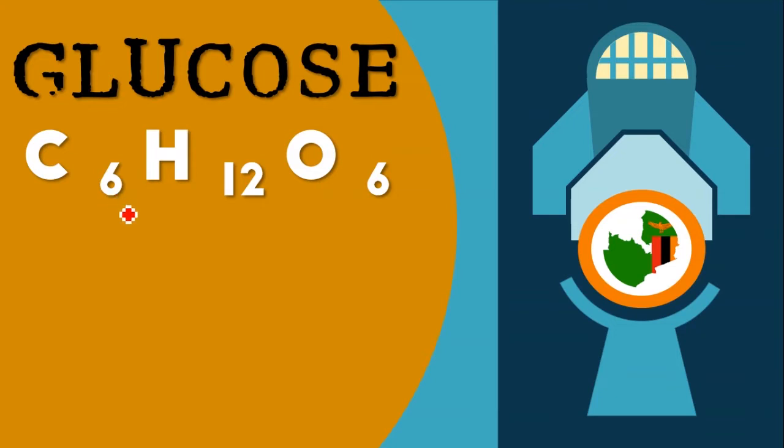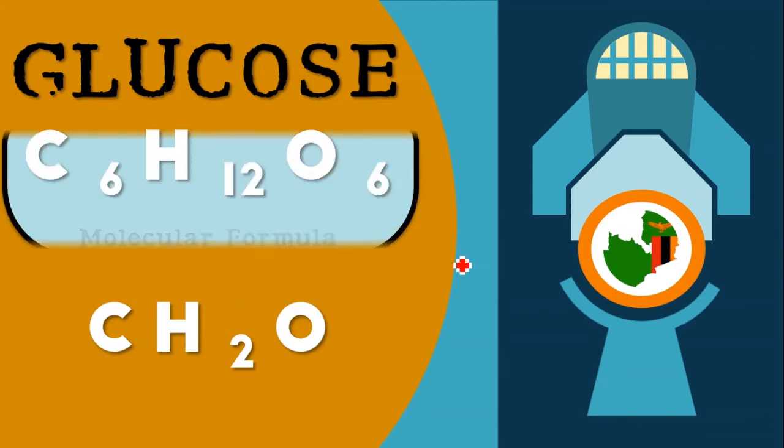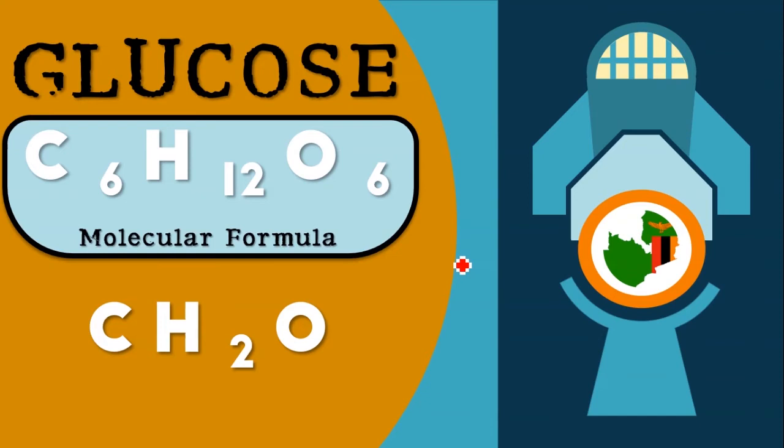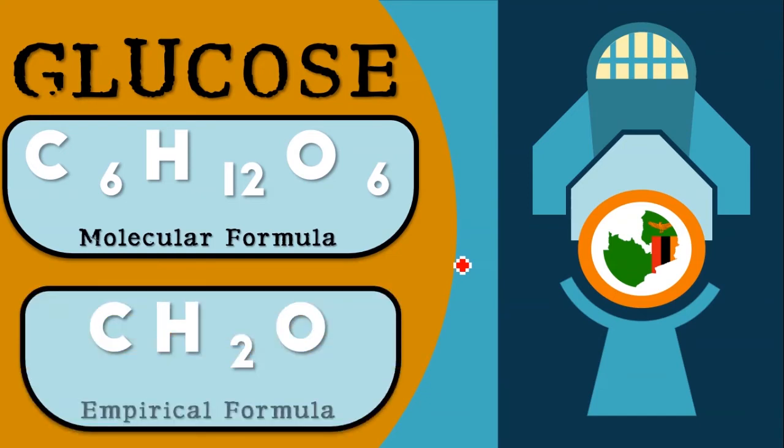If you notice here, when we divide by 6 throughout, we're going to have CH2O, which is another formula which we can say is glucose. The first formula we looked at is known as the molecular formula, while the simplified version of the molecular formula is what is known as the empirical formula.